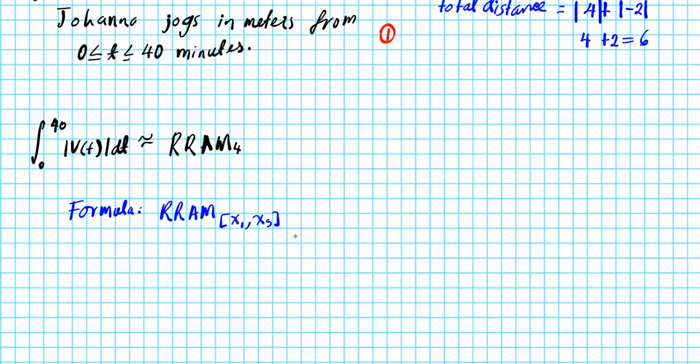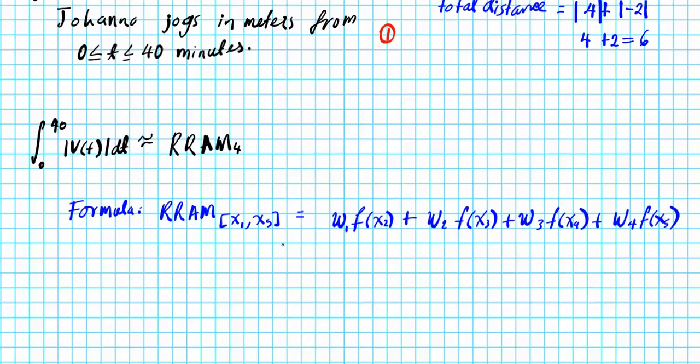What is that going to be? Well, that is the width of the first rectangle times f of x2, plus the width of the second rectangle times f of x3, plus the width of the third rectangle times f of x4, plus the width of the fourth rectangle times f of x5. Okay, so whenever you're doing the right rectangle approximation, you're taking all points to the right of the left endpoint. So that's why I went from x2 all the way to x5.